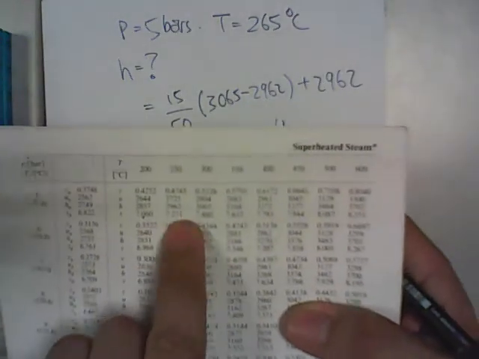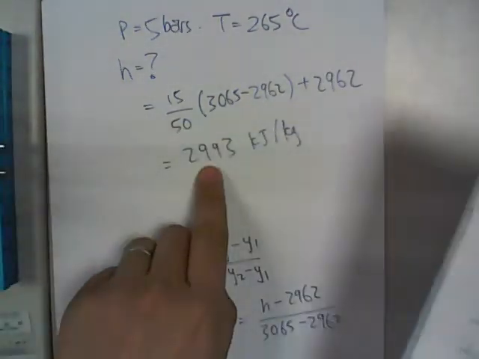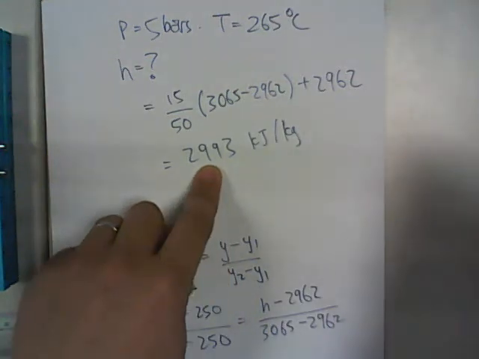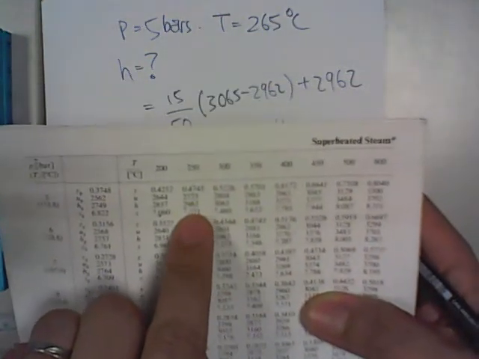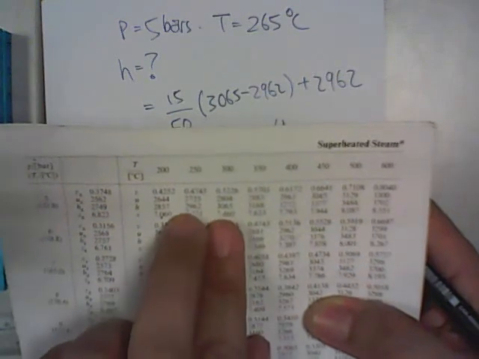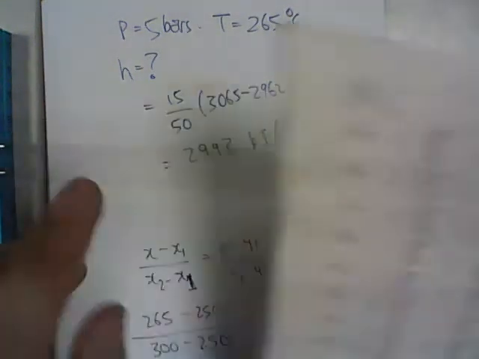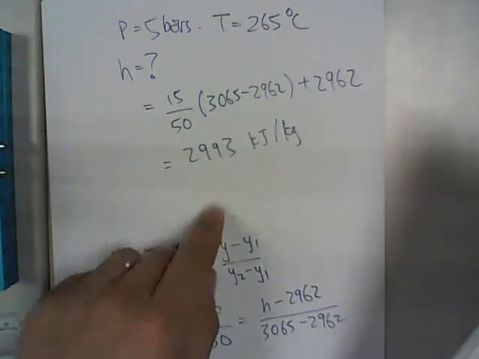One way to check the value that you find: 2993, that's interesting, yes, correct. The value that you find must be between 2962 and 3065 in order to make sense. 2993 does.